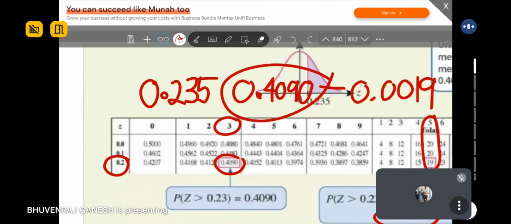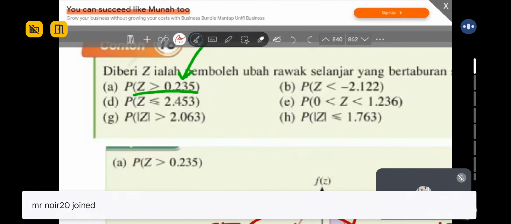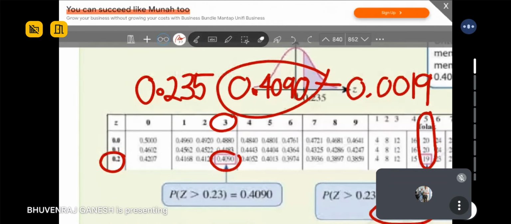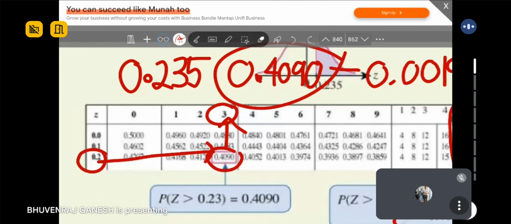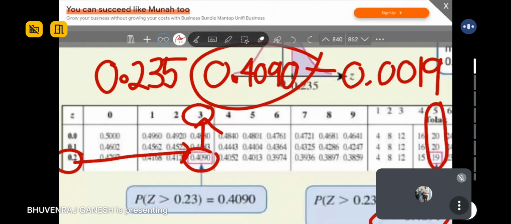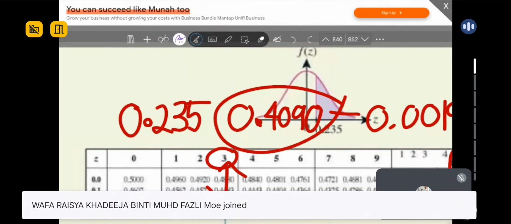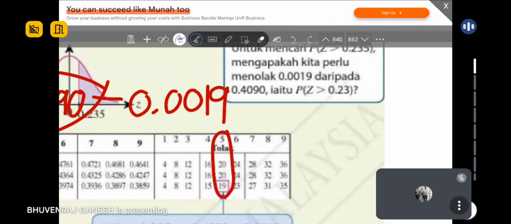Okay, Diana, you see this one. 0.235, right? This is your Z score. So you go down. 0.23, am I right? So this is the value. Do you understand this? So you get 0.4090. First step. Second step, you have to see the third decimal place. The third decimal place is number 5. So you refer to the most right column. You see number 5, you have a value of 19.